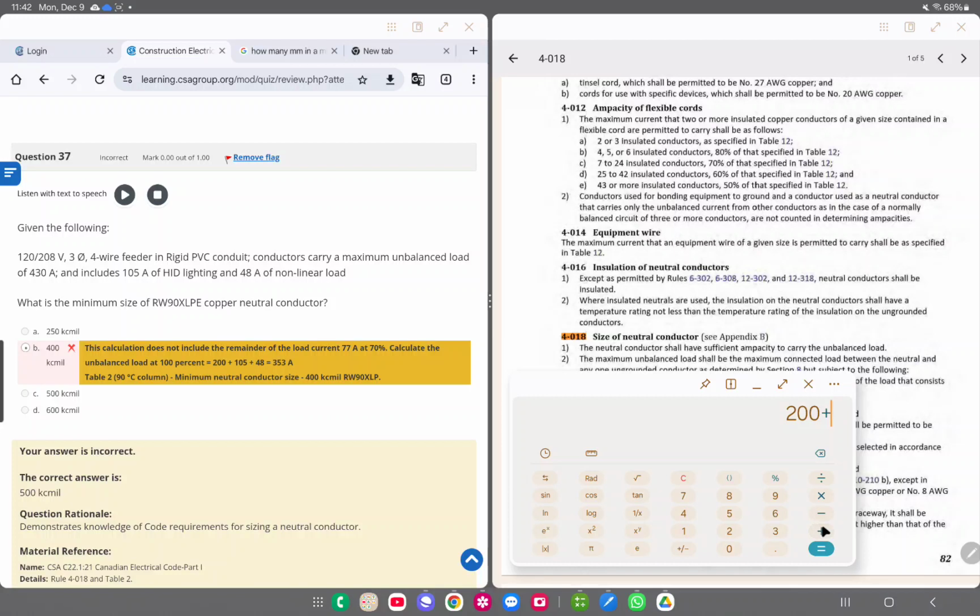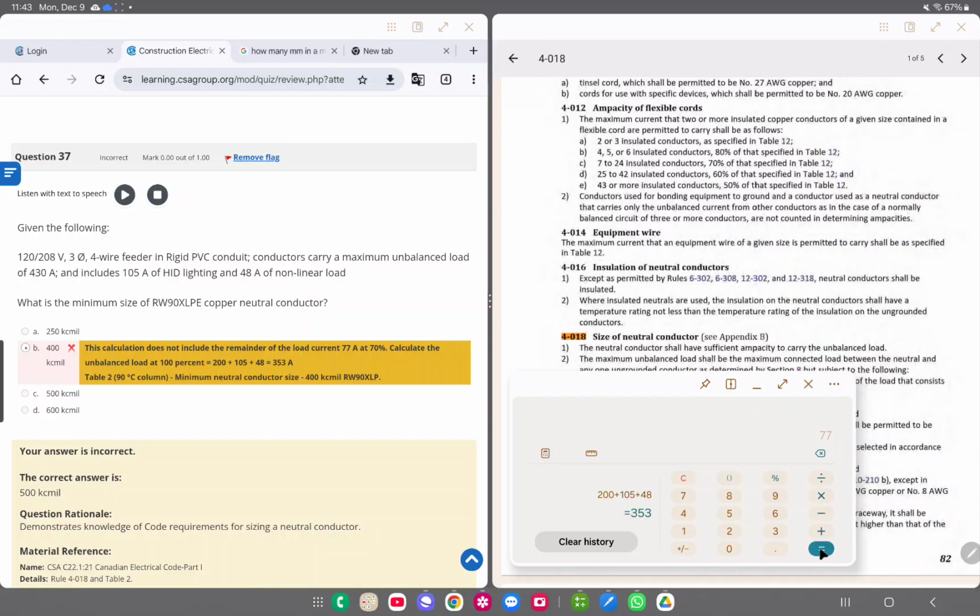So we got, includes 105 amp HID lighting. So we got 105. And we're also going to add a 48 amp of non-linear load. And then we're going to equals, we get 353. Now we're going to subtract the original unbalanced load. So we got 430 of the original unbalanced load. And we're going to subtract the calculation that we just did, which is 353.